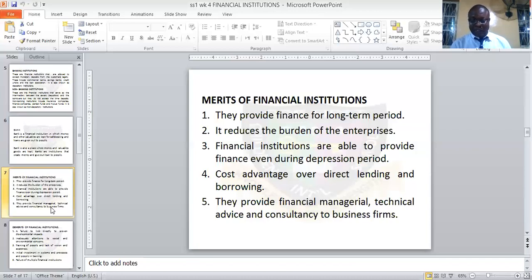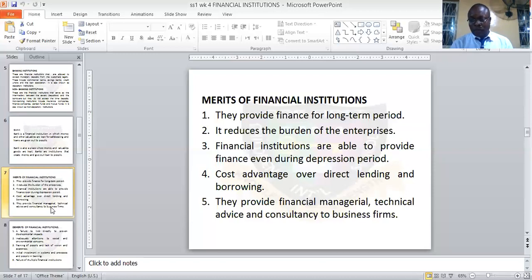So there will be cost advantage when you want to borrow or lend money. It's as simple as that: you are going to pay interest on any loan that you collect from the bank. They also provide financial, managerial, technical advice and consultancy to business firms. You don't just go there and say, please bank, can you get me a certain amount of money? No, they have to look at it, they give advice. What do you want to make use of this money to do?